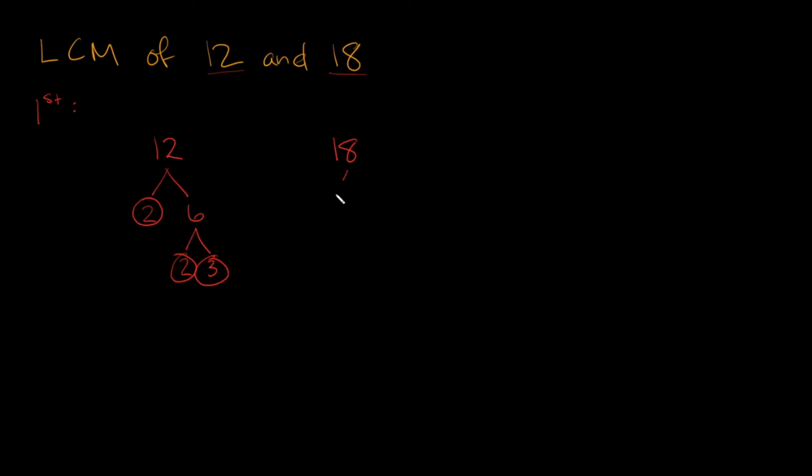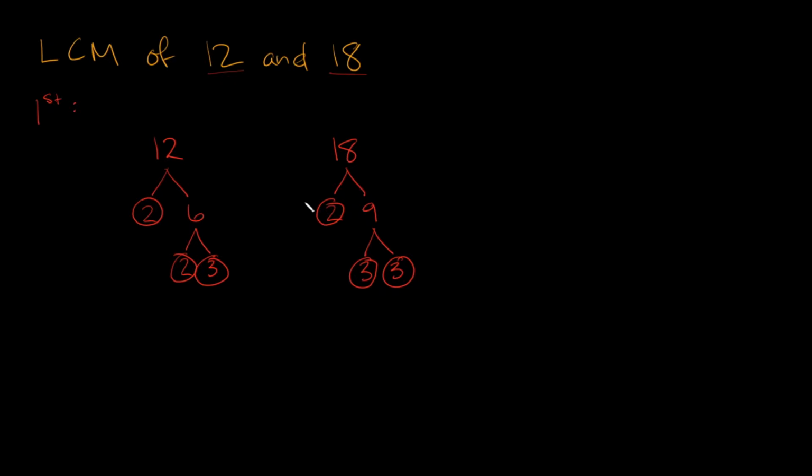Now, 18. I can break 18 down into, I'll do 2 and 9. Okay, do I have any prime numbers? Yes, I have 2. Okay, 9 is composite, so I can keep breaking it down. Break it down into 3 times 3. 3 is prime, okay, so I can circle both of those. There's nothing left to break down, so I'm done. Okay, so that's the first step. I think you can do that on your own, no problem.